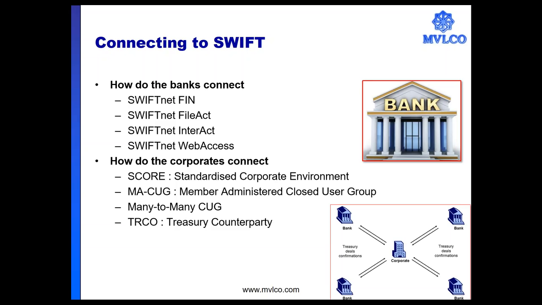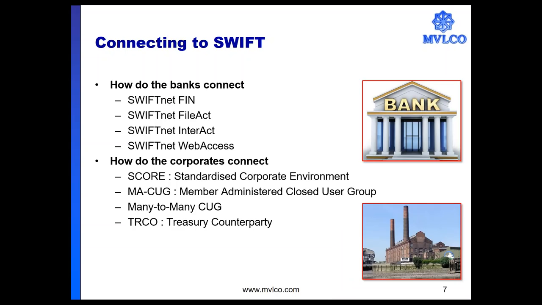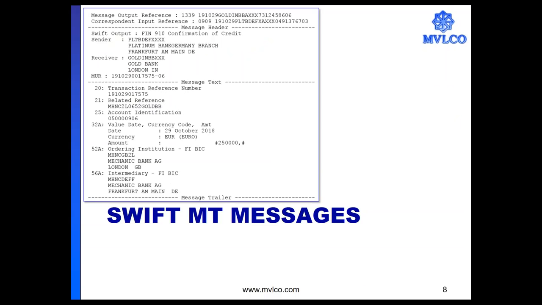To summarize then, there are four mechanisms which a bank can use to communicate with SWIFT. One is SwiftNet Fin, the second is SwiftNet FileAct, the third is SwiftNet Interact, the fourth is SwiftNet Web Access. And when a corporate wants to connect, it would use these products: a SCORE, the member administered closed user group, the many-to-many CUG, and the TRCO or the treasury counterparty model. Now that we have seen this kind of connectivity of corporates and banks, let's move forward to the actual SWIFT MT messages at a very broad level.